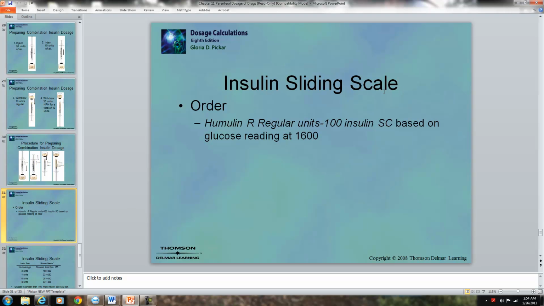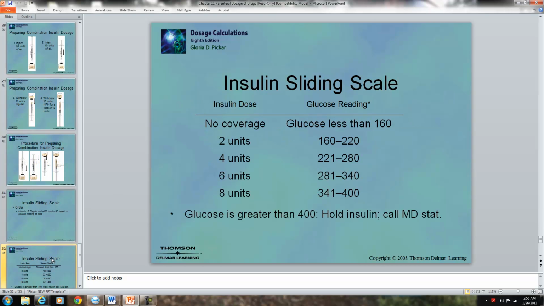Alright, we have an insulin sliding scale. So let's say that our order was Humulin R regular units, 100 insulin SC, based on glucose reading at 1600. So we've made our glucose reading, and if the glucose is less than 160, no medicine is given. If it's between 160 and 220, then 2 units, and so on. If the reading is greater than 400, then that's an emergency, and you should call the doctor immediately.